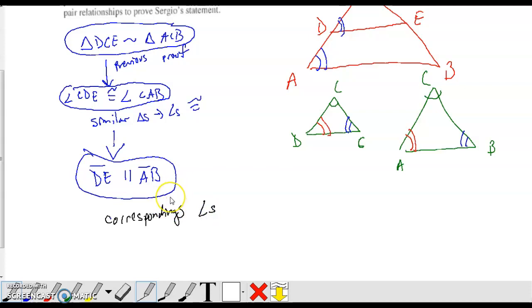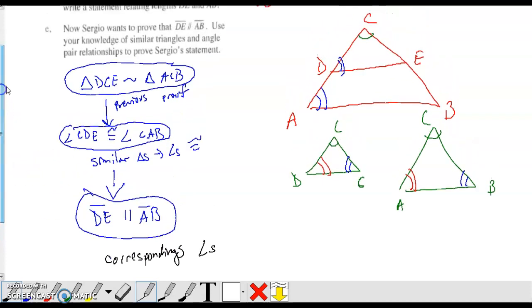Okay. And we have proven another way that DE is half of the length of AB, or AB is double what DE is, and also that these two lines have to be parallel.